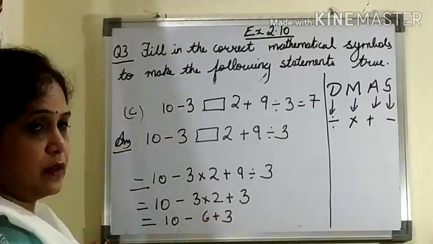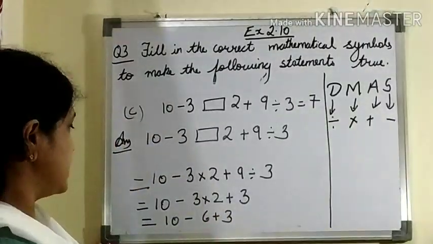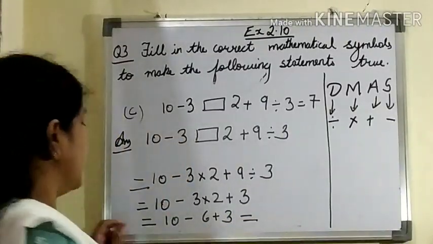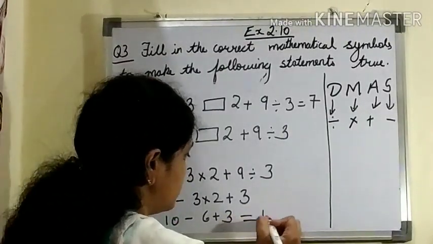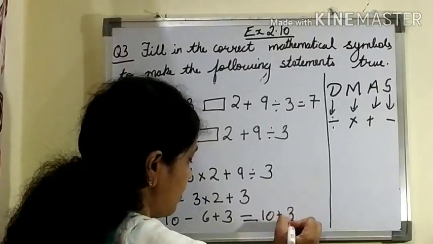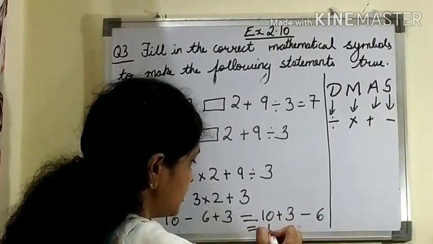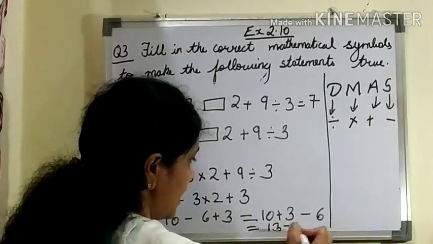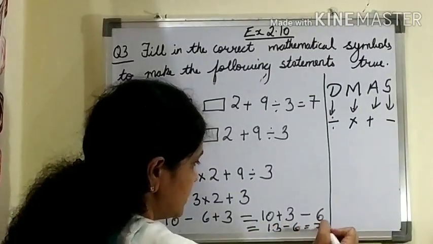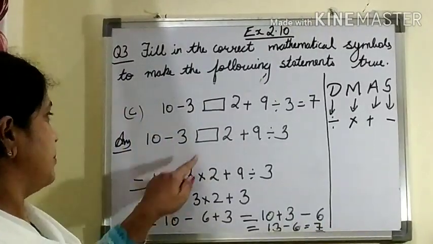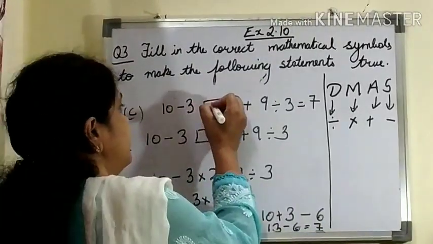It comes out, right? Now 10 minus 6 plus 3, which is equal to, rearranging the numbers, 10 plus 3 minus 6. So 10 plus 3, what does it come to? It comes to 13 minus 6 and the answer is 7. That means our assumption is correct. So which symbol will come here in the box?